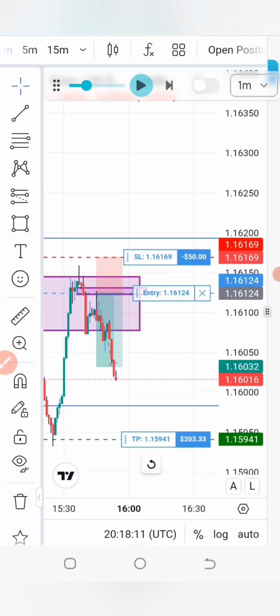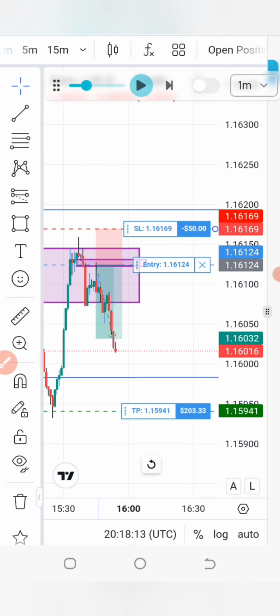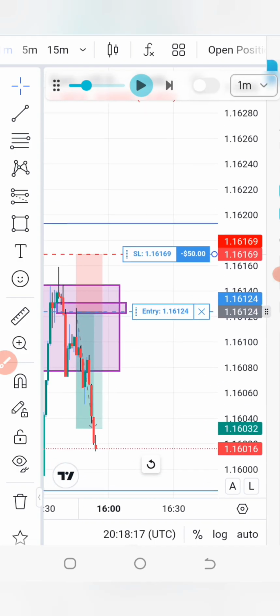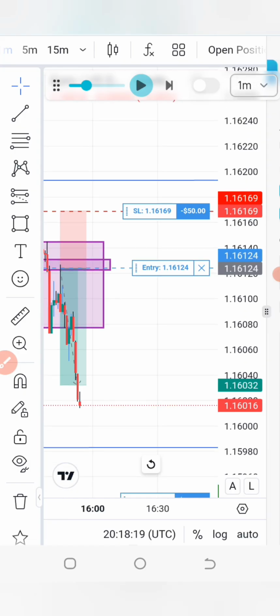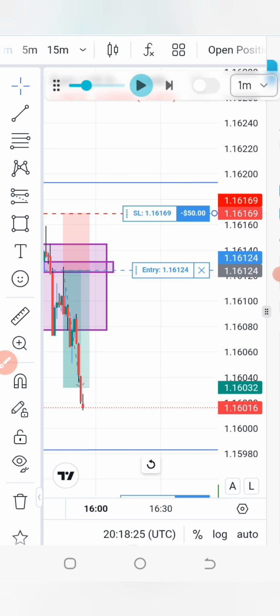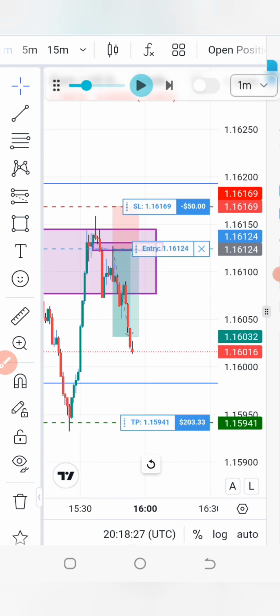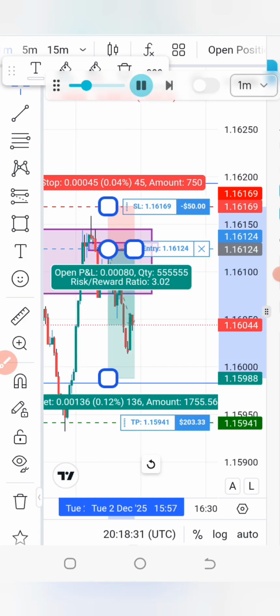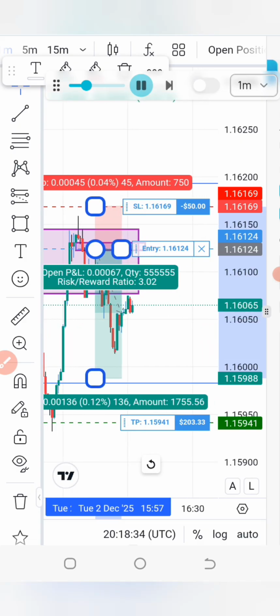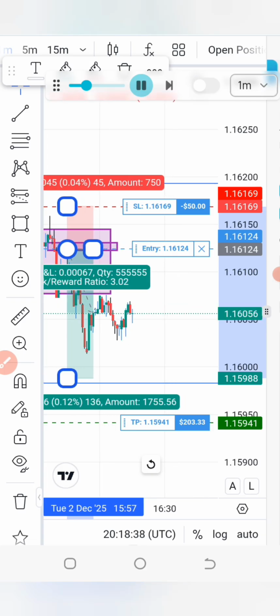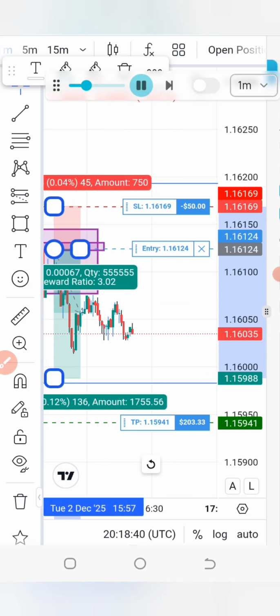Sorry, it can't move. I don't know why it's not moving. Why don't you want to move? Alright, it's moving. It wouldn't move because the trade did tap. So I'll wait for 1:3. Once it gets to 1:3, because my stop loss is at break even already. Let's see if it gets to 1:3.